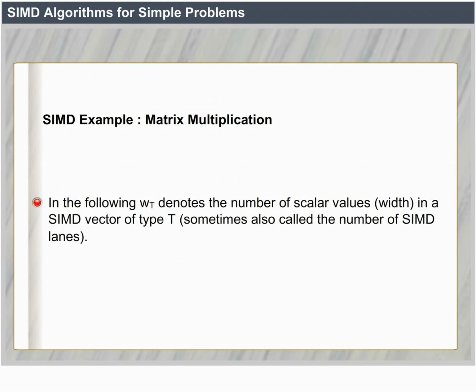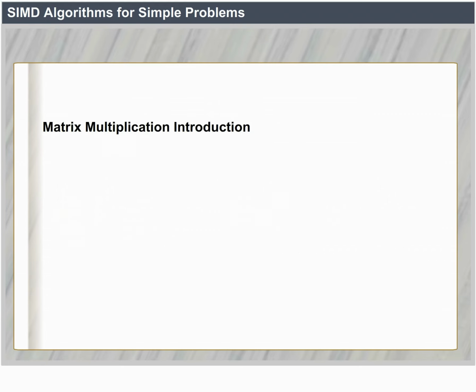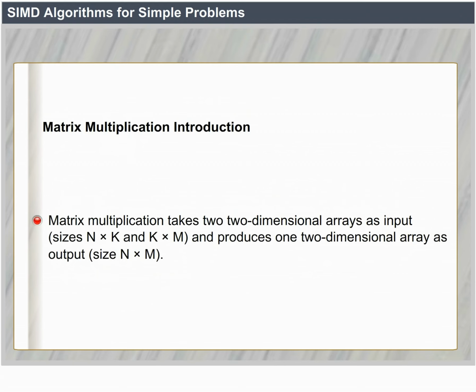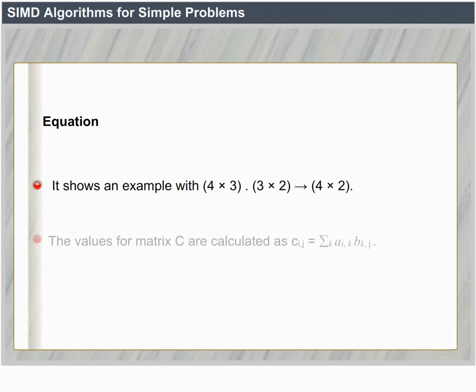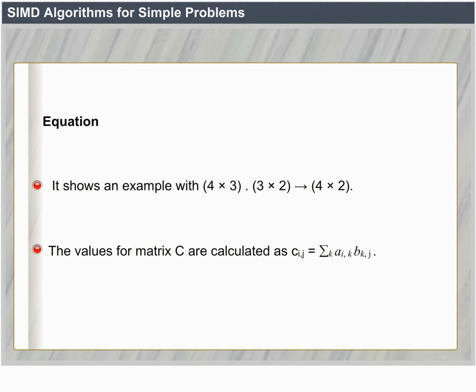Matrix multiplication introduction. Matrix multiplication takes two two-dimensional arrays as input, sizes n by k and k by m, and produces one two-dimensional array as output, size n by m. It shows an example: 4 by 3 times 3 by 2 gives 4 by 2. The values for matrix C are calculated as C_i,j equals the summation over k of A_i,k B_k,j.